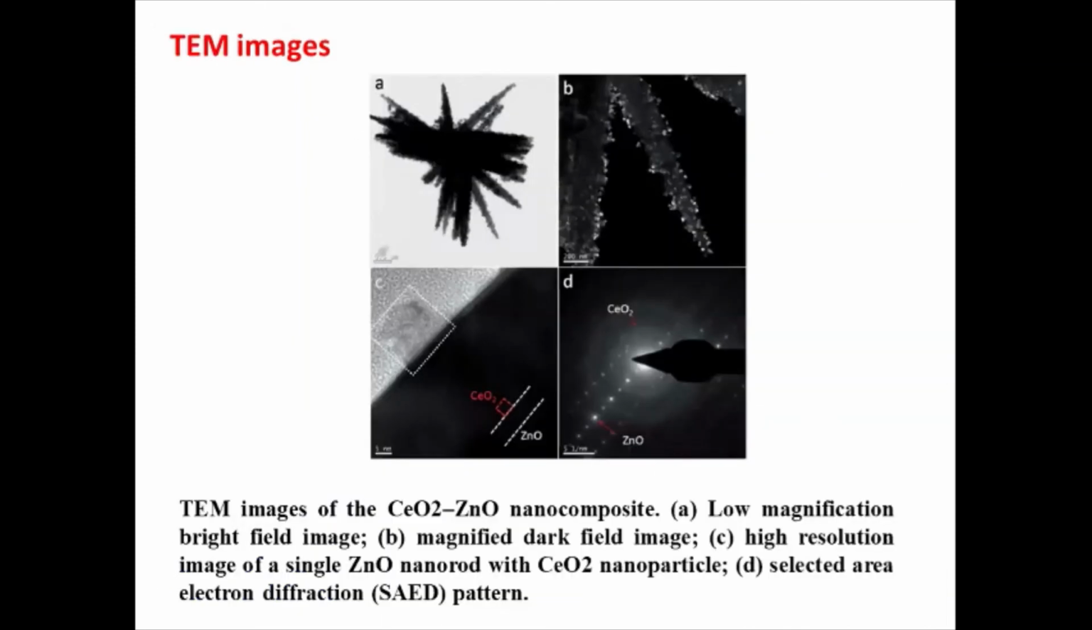And this is an example of bright field and dark field images. The left hand corner shows you the bright field where the ceria particles on the ZnO nano needles are not observed. But if you go to the dark field image, then due to the contrast between ZnO and ceria, ceria appears brighter. So you can clearly see the decoration of ceria particles on the zinc oxide nanoneedles.